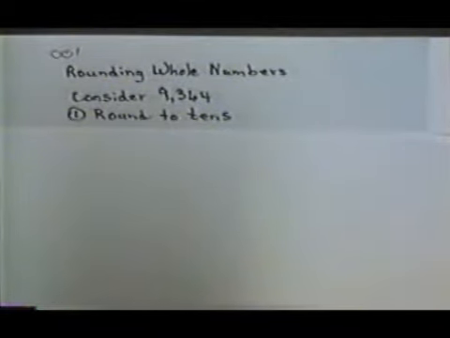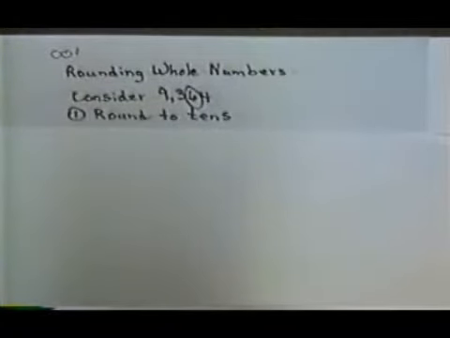Now let's see if we can round some whole numbers. I want to consider the number 9,364, and I want to round that number to tens. So I need to see what number is in the tens place, which is the 6, and I'm actually trying to decide which number of tens this is closer to.